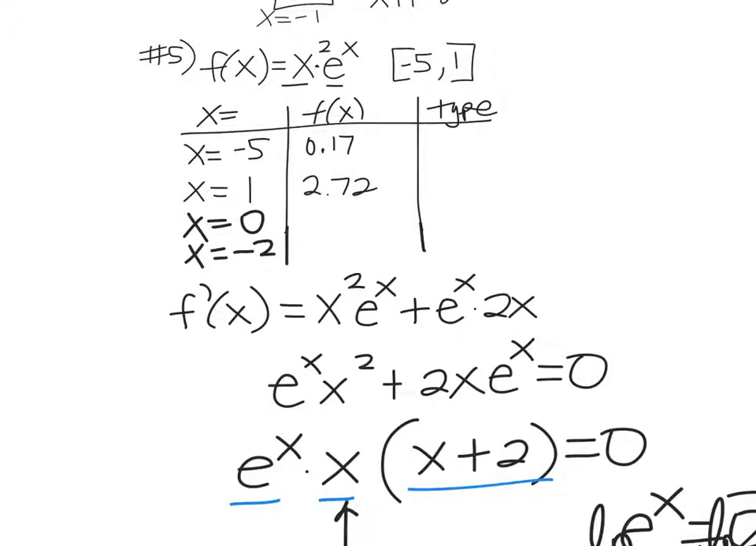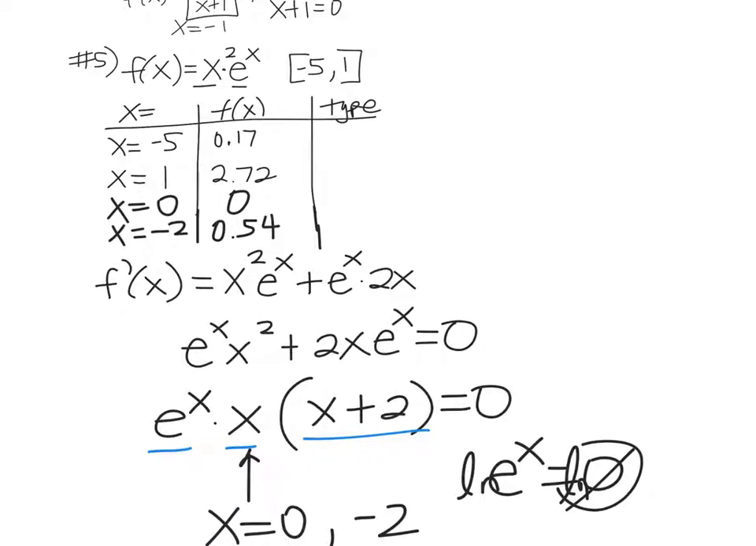So 0 goes in. Oh, but it's 0 times. 0 squared times e to the 0 is 1, so it's just 0. Okay? And -2 goes in. So -2 squared is 4, times e to the -2, and you get 0.54.